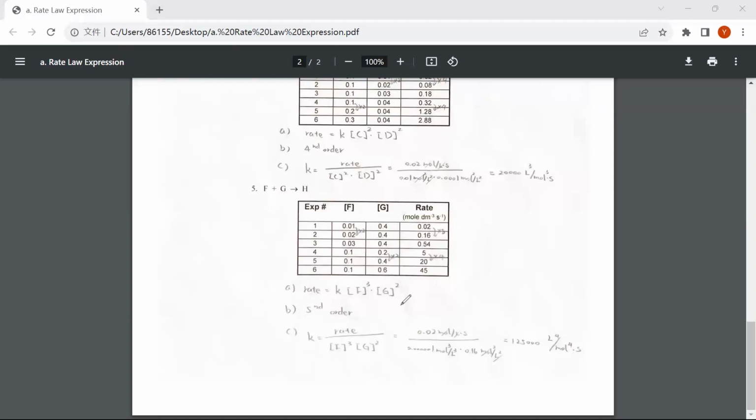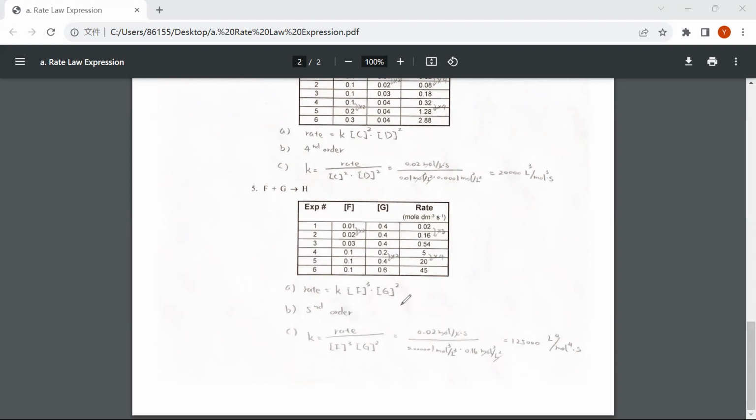And for g, we can take a look at experiments 4 and 5. g is multiplied by 2 and the rate is multiplied by 4. So in this case, 2 to the power of 2 equals 4. So we get the answer of 2 for g's exponent. And 3 plus 2 equals 5. So that gives us the reaction order of 5.